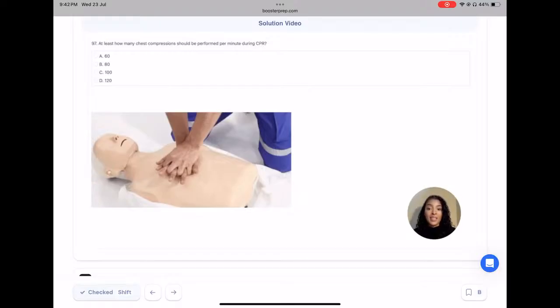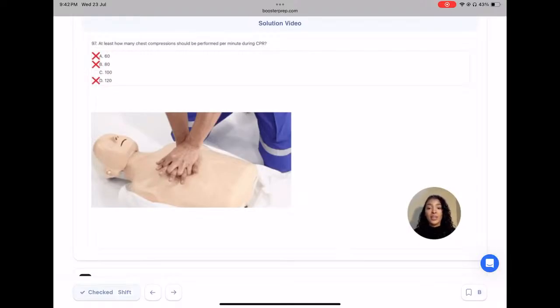Option A reads 60, so 60 is not true, so this is incorrect. Option B reads 80, which is also not true, so this is incorrect. And option D reads 120, which again is not true, so this is incorrect. And that leaves us with option C, 100.